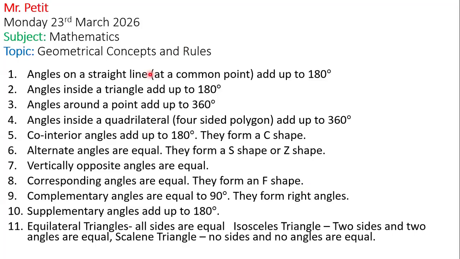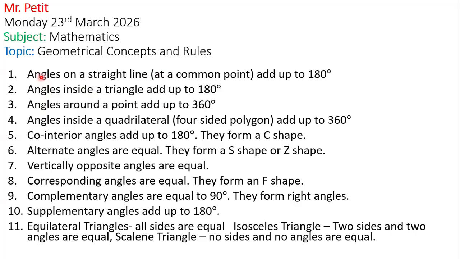So this is just a review of what we did yesterday. If you already have this down, you don't have to write it down. I just want us to read it and go over it. So go ahead, Alphonic, read 1 through 3. Angles on a straight line at a common point add up to 180. Angles inside a triangle add up to 180. Angles around a point add up to 360.